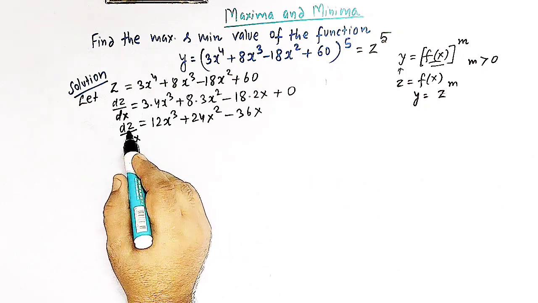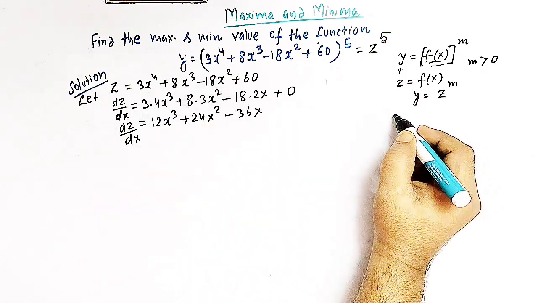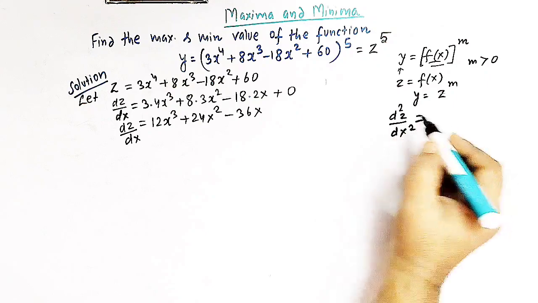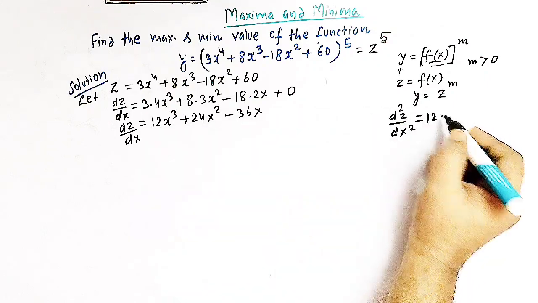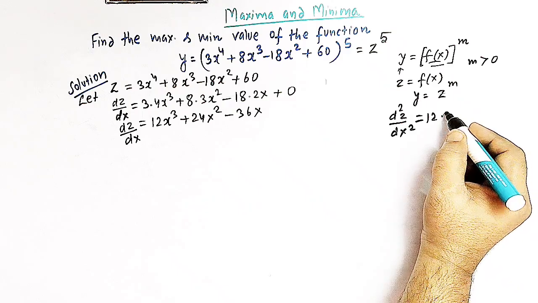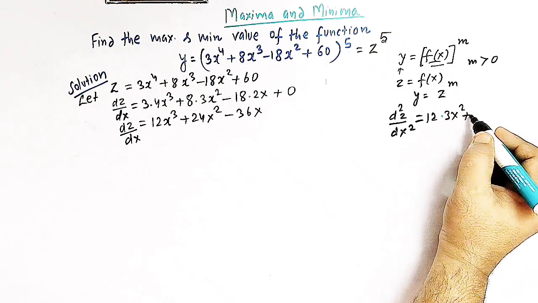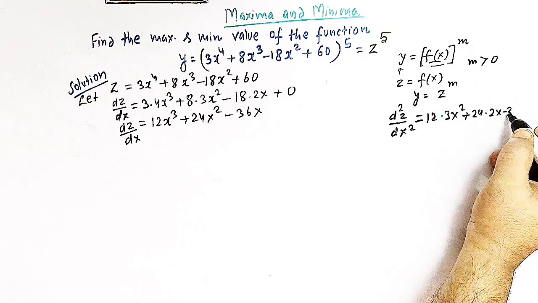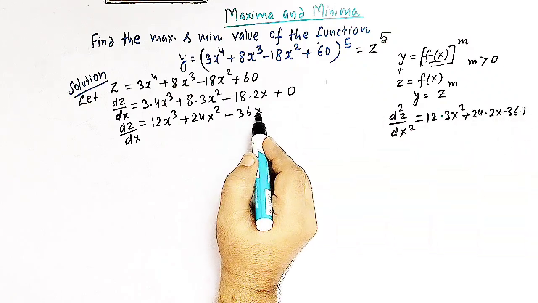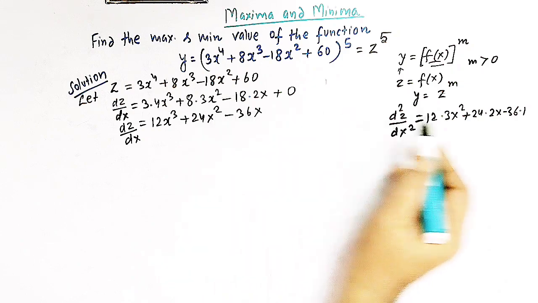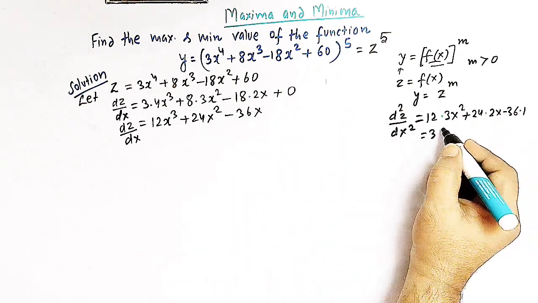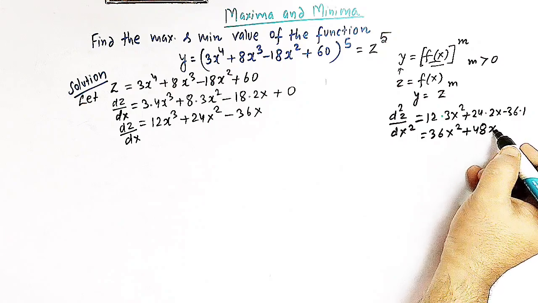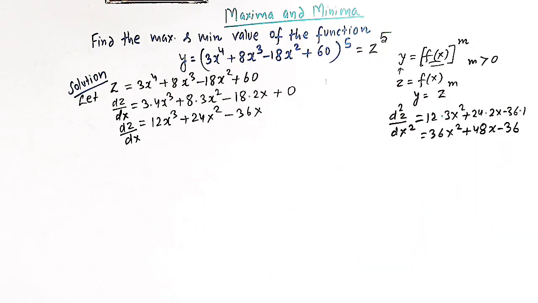So let us find the second derivative here. So the second derivative is given by 12 times the derivative of x^3, which is 3x^2, then we have 24 times the derivative of x^2, which is 2x, minus 36 times the derivative of x, which is 1. So we have 36x^2 + 48x - 36, right?